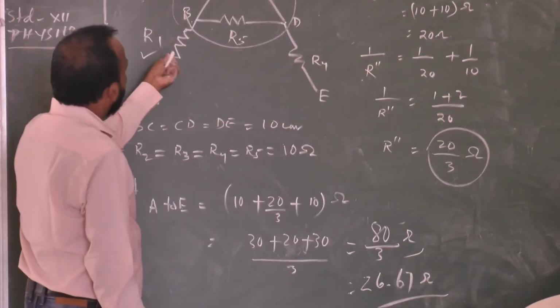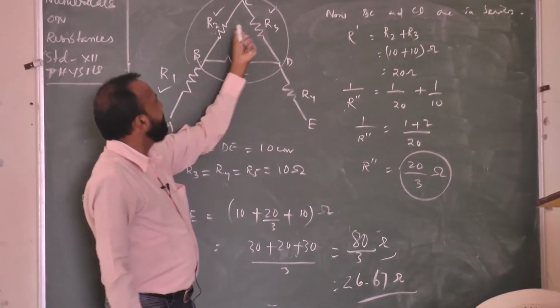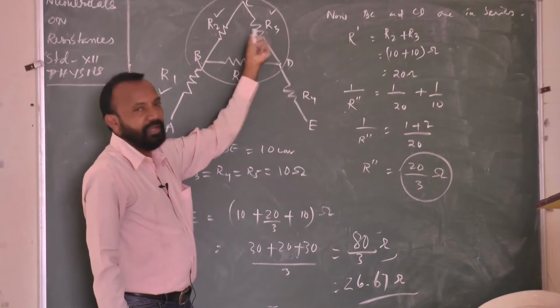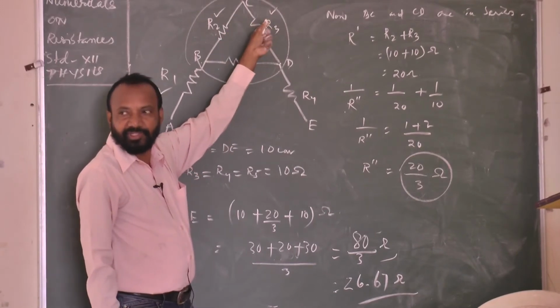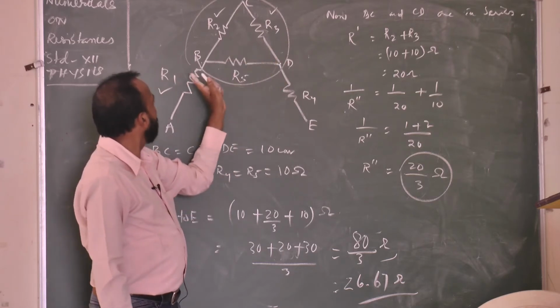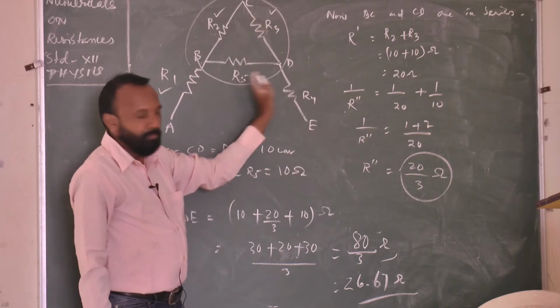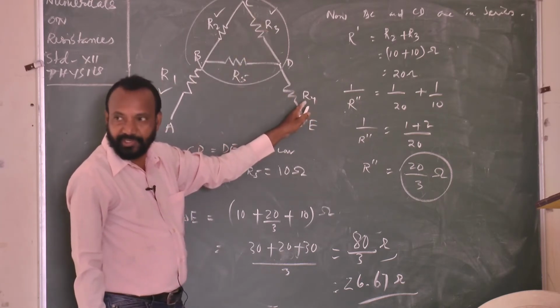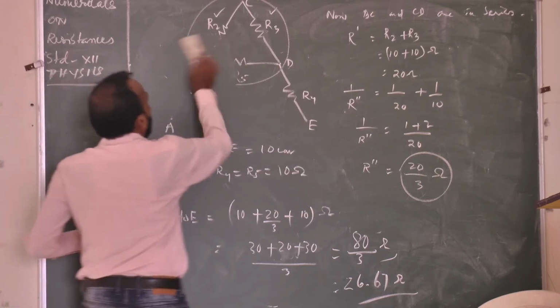So in this diagram, all are connected here. B, C and CD are in series, and the effective resistance of this series combination is again in parallel with this R1, and this effective resistance plus this R4 would be in series. Then we have added here. Okay.